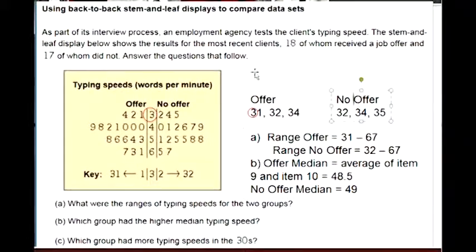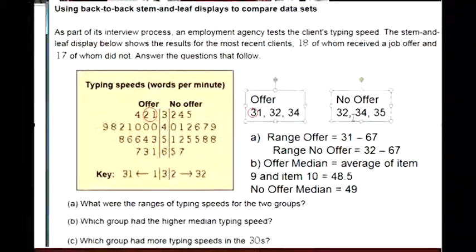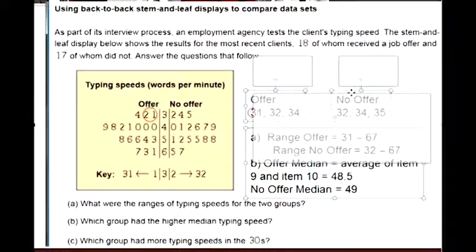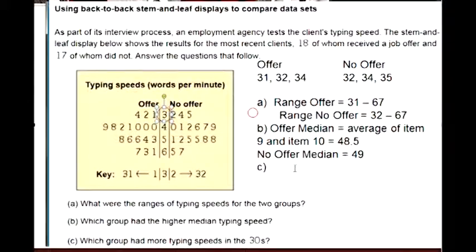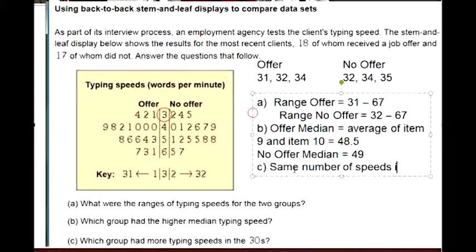Okay? And then which group had more scores in the 30s? Well, they had the same, because there's 31, 32, 34, and there's 32, 34, 35. So they had the same number of speeds in the 30s. Okay?